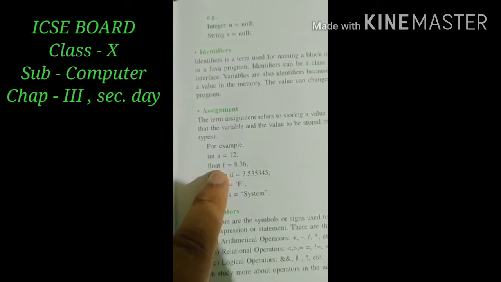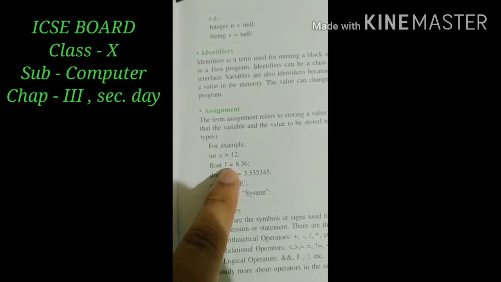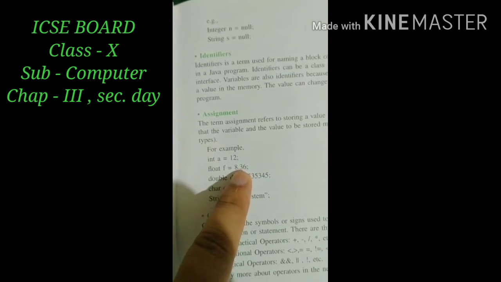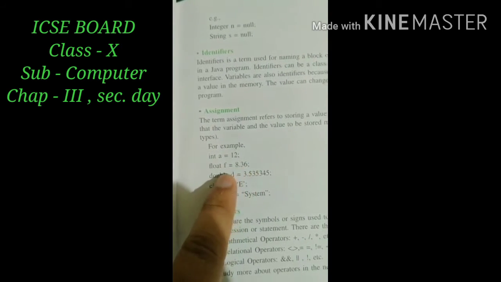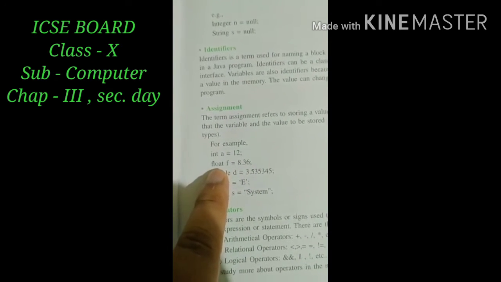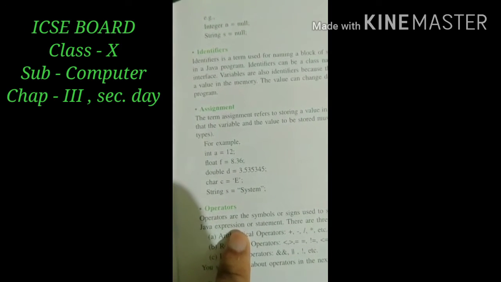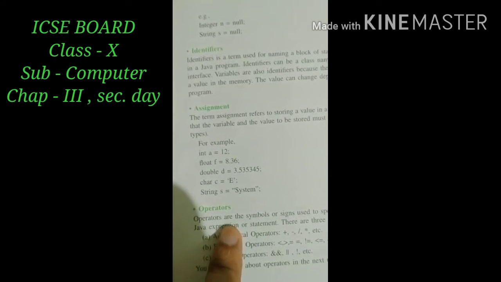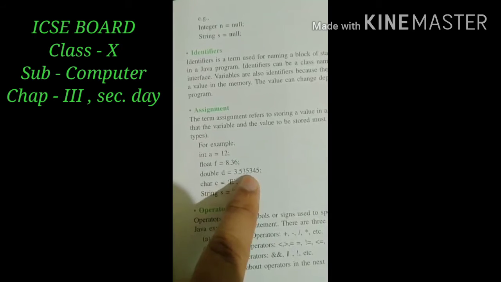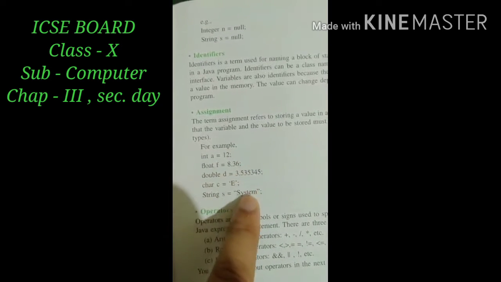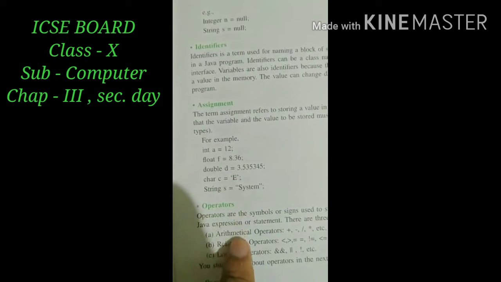Same as in a float, f is a variable name where the value 8.36 we are storing, and this is a real literal. Same as double, character, string, we can assign values in the variables. So these are 12, 8.36 and 3.53 like this. These are the constants and we are storing the values in the variables a, f, d, c, s.